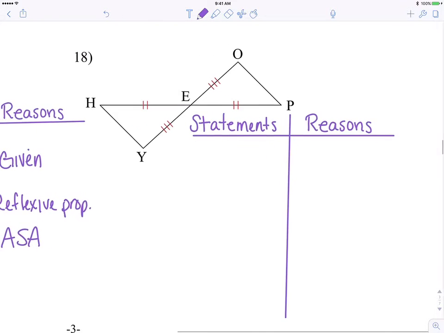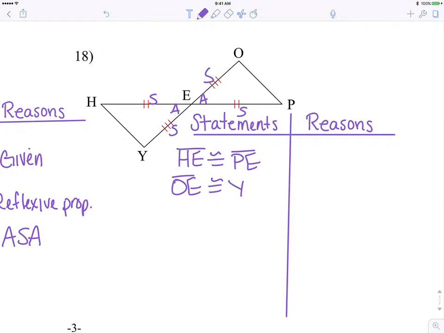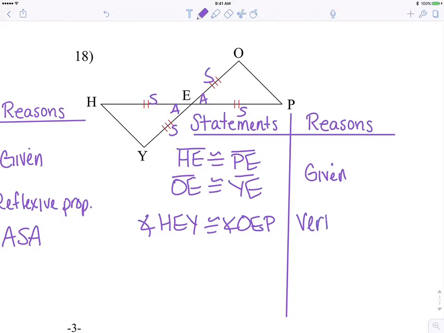Number 18. These two triangles are going to be congruent by side, angle, side. So start with the given information. HE is congruent to PE, and OE is congruent to YE. That's all given to us. We can assume that angle HEY is congruent to angle OEP because vertical angles are congruent.